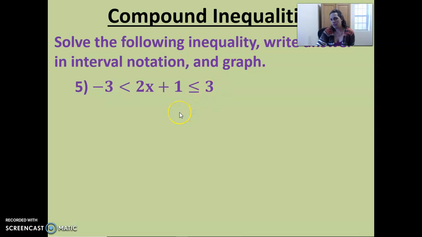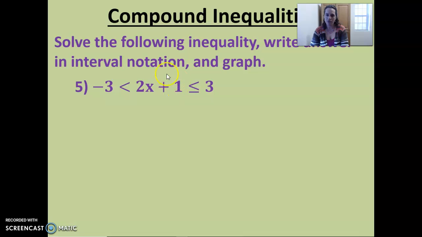So solving these, I want you to think about it as 3 sides. You know, we're used to adding 7 to both sides of the equation. It's always both sides of the equation. But now you've got 3 sides of this equation. So you've got the left side, you've got the middle side, and you've got the right side.